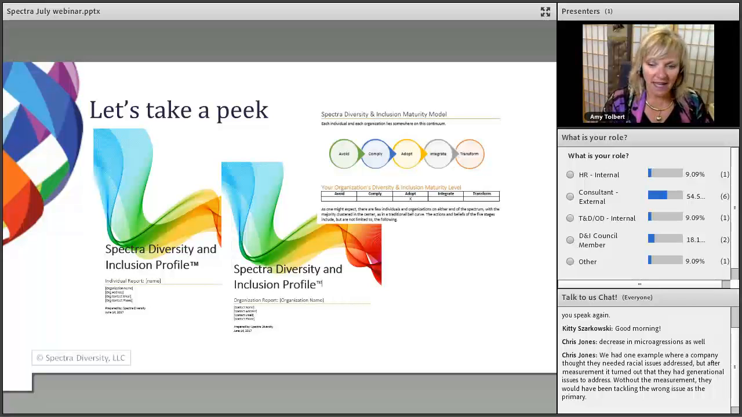So what does it look like? Well, you've got an individual and an organization report, and there is a maturity model that's associated with that. Now, somebody else said that they were using the IDI, which is the Intercultural Development Inventory, which is very well researched, a very effective tool, but a very different purpose.